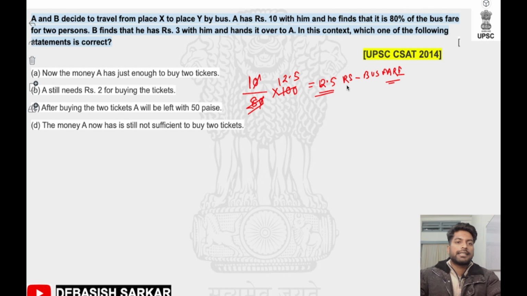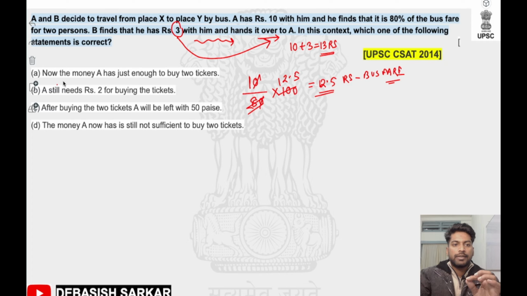Now see, they are saying that B finds that he has 3 rupees with him and hands it over to A. It means B has 3 rupees and that 3 rupees B gave to A. So A has 10 rupees and B gave 3 rupees. So total 13 rupees. Now in this scenario there are 4 options.